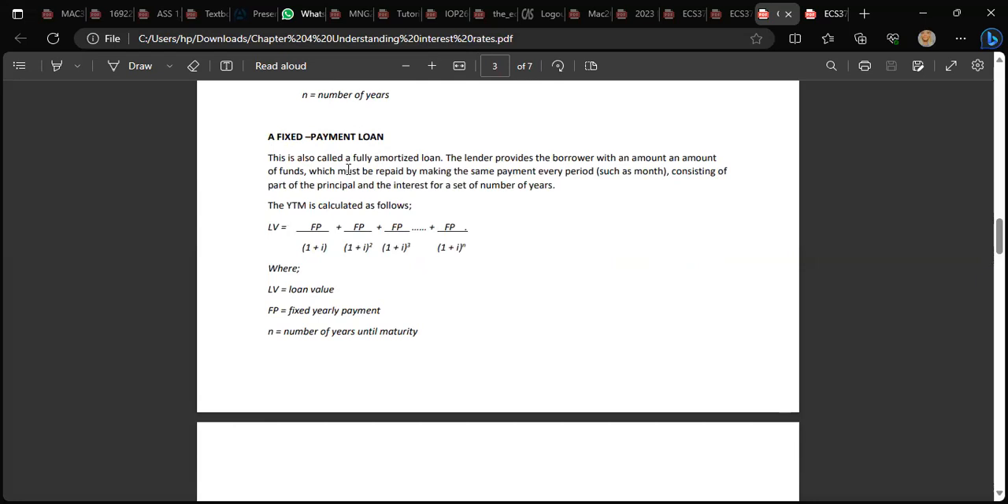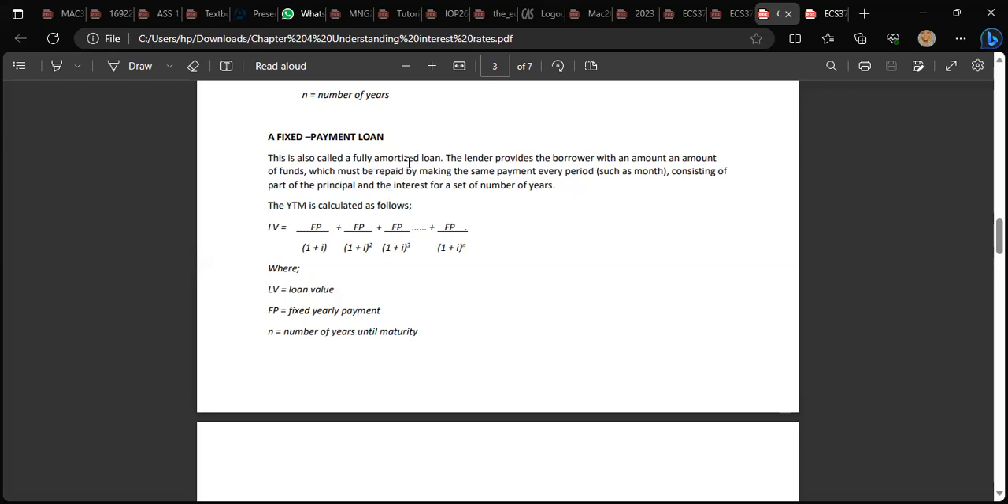So this is called a fully amortized loan. The lender provides the borrower with an amount of funds which must be repaid by making the same payment every period, such as per month, consisting of part principal and part interest. I don't know if you guys have seen amortization tables, but this is where they come in.